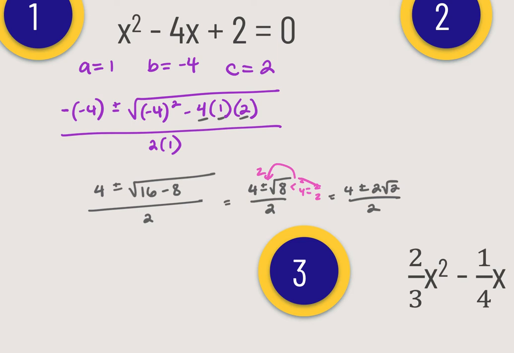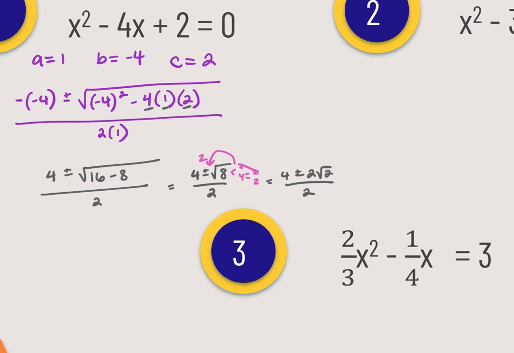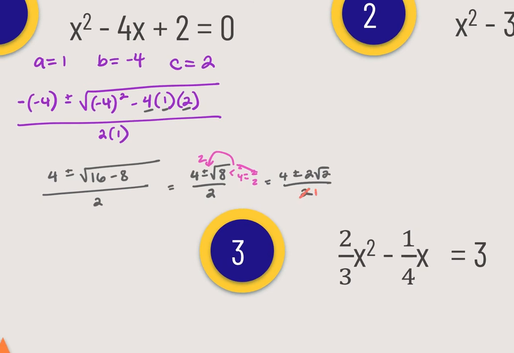Can you simplify that? Yeah, because all 3 terms are divisible by 2, I can divide 2 into itself and into 4 twice. So I get 2 plus and minus the square root of 2. And you can leave your answer like that. If you were to separate it out, it would be 2 minus root 2 and 2 plus root 2. So both would be right.